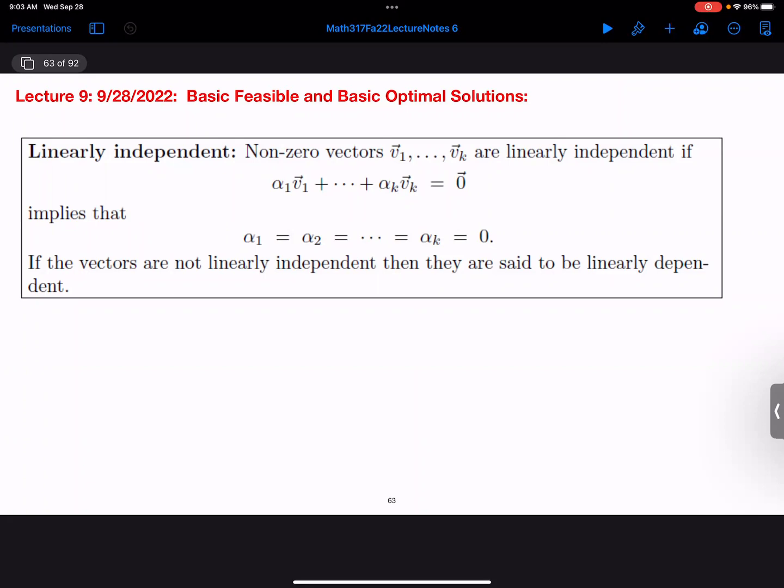Of course, one direction is trivial. If all the alphas are 0, then clearly the linear combination is going to be 0. But if I want that linear combination to be 0 without the alphas all being 0, then that would mean that the vectors would be called linearly dependent. So imagine that you have a situation like this where this combination is 0 and not all the alphas are 0. What can you tell me if not all the alphas are 0?